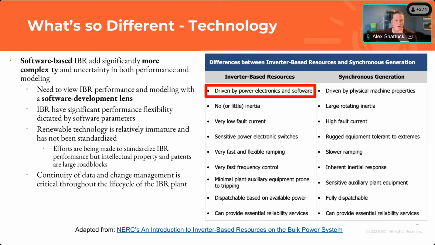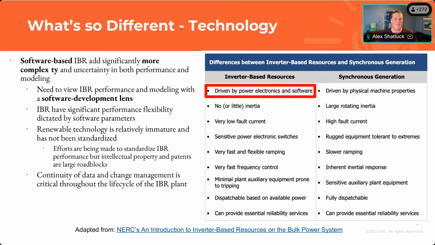Any one of those parameters, a wrong value could have massive effects on the performance, which is different than the relatively fewer synchronous machine parameters, which have a much more clear link to the real world in measuring and doing that type of thing, and putting it back into the model.